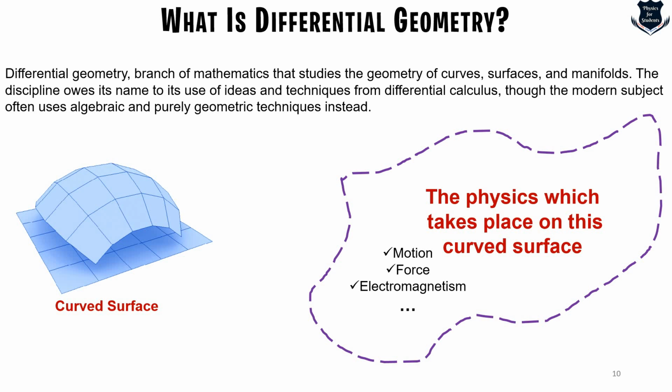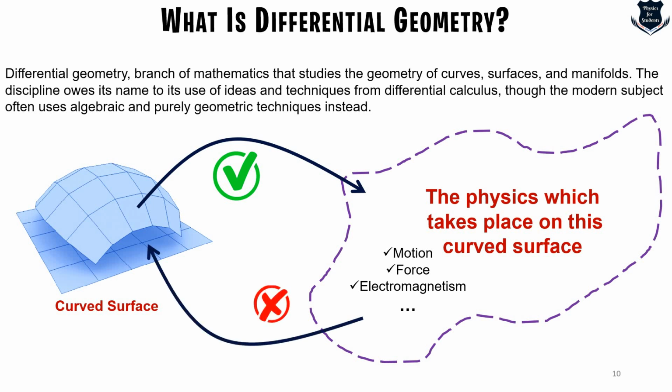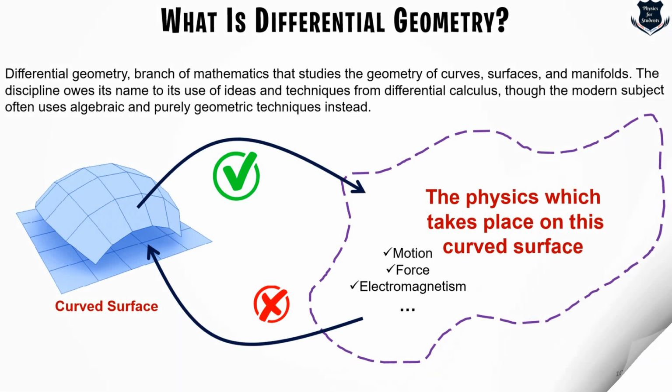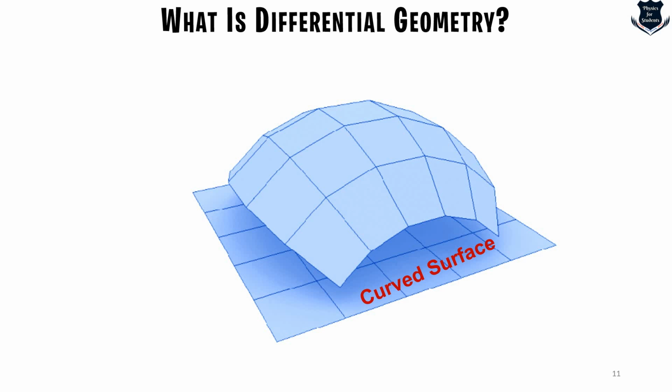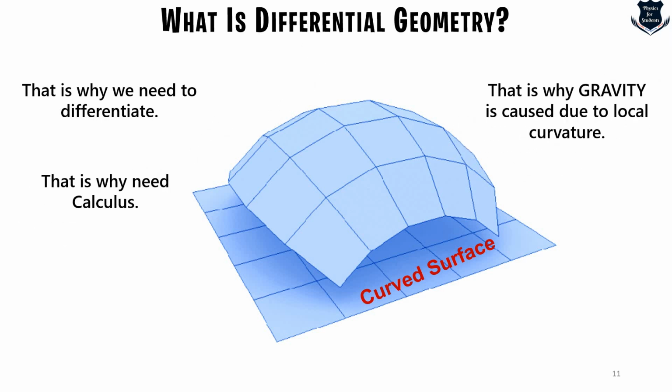So the question is: shall I go from the curved surface to the physics, or from the physics to the curved surface? This is a philosophical understanding of what it is all about, and we need to understand where we go from one part to the other. Let us look at a schematic diagram. If I take this curved surface, then definitely we need to differentiate, and that is the reason we need calculus. We will see soon that gravity is caused by local curvature.